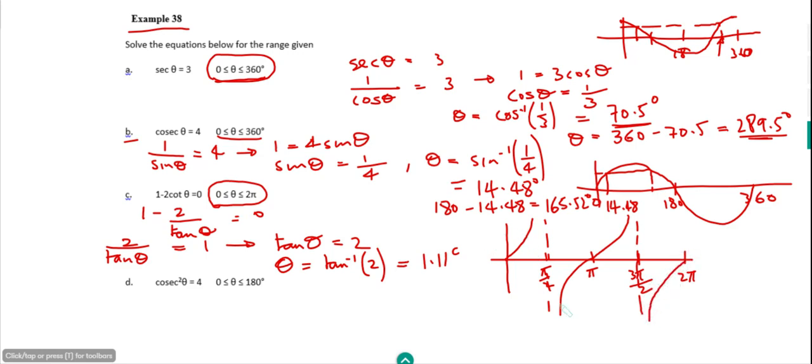So for tan theta is 2, the calculator gives us this value, 1.11. And because tan repeats over pi radians, we can find all other values just by adding pi radians to our first value. So the next one would be 1.11 plus pi, which will give us 4.25 radians. So these are our two solutions.